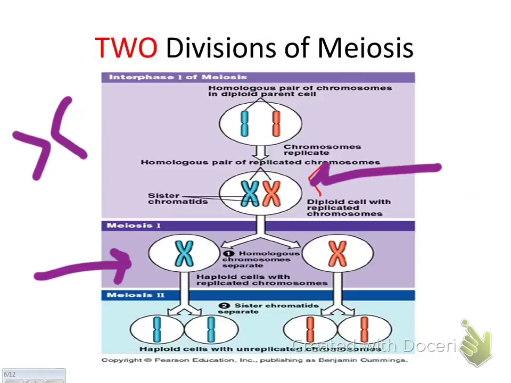In meiosis 1, you're separating the homologous pairs. Meiosis 2, you're separating the chromatids. In the process, you're going to make 4 haploid sperm. So look, 1, 2, 3, 4 sperm. For females, you actually only make 1 egg. So you really only make 1, and these 3 kind of dissolve.